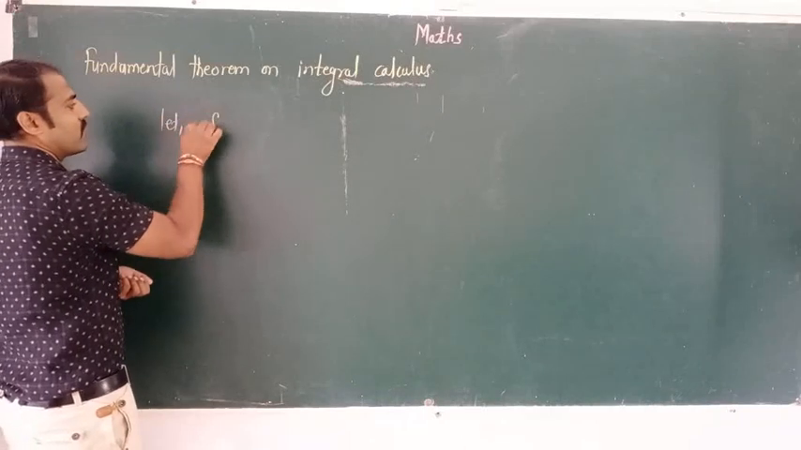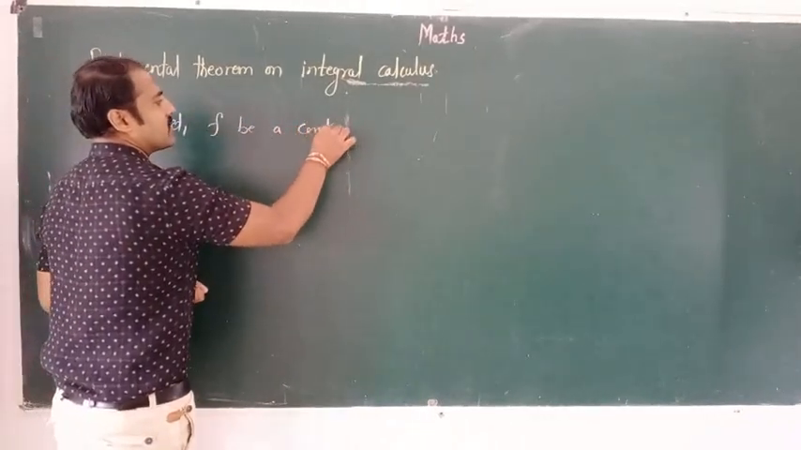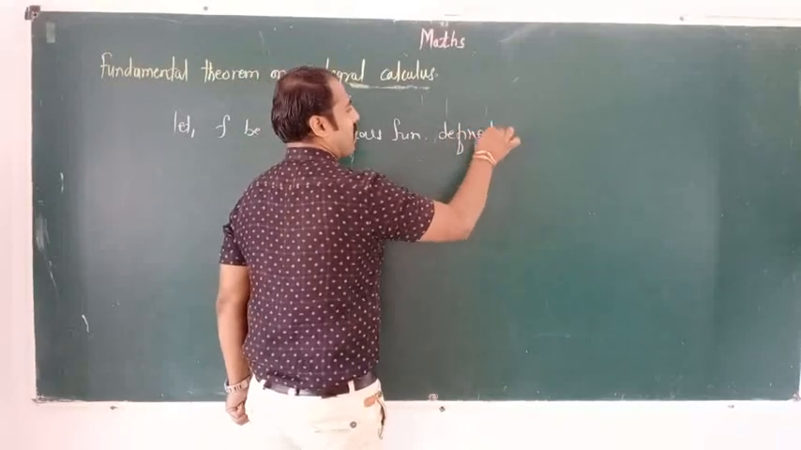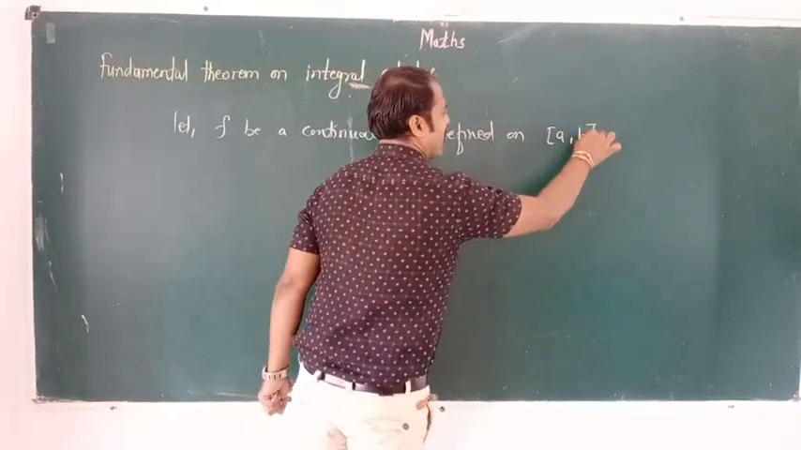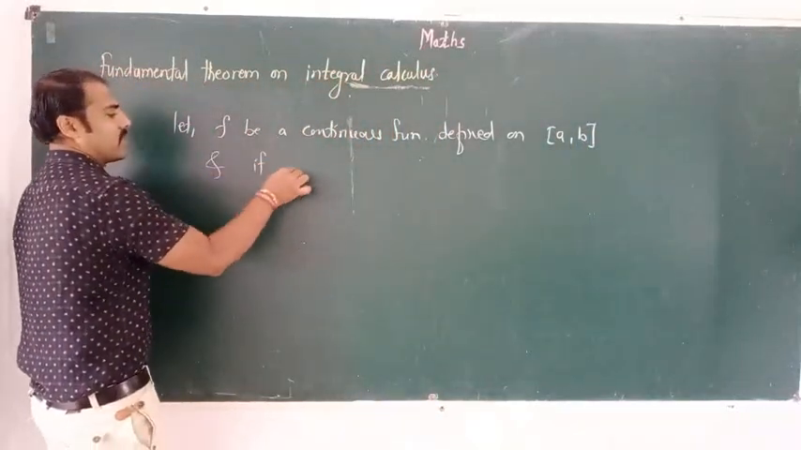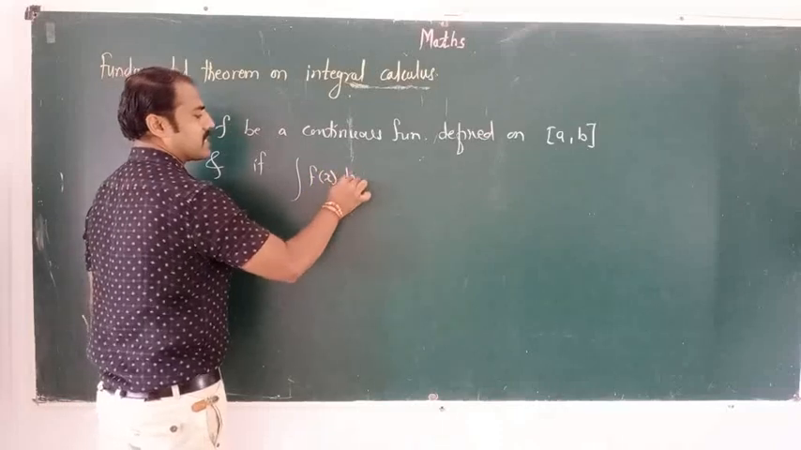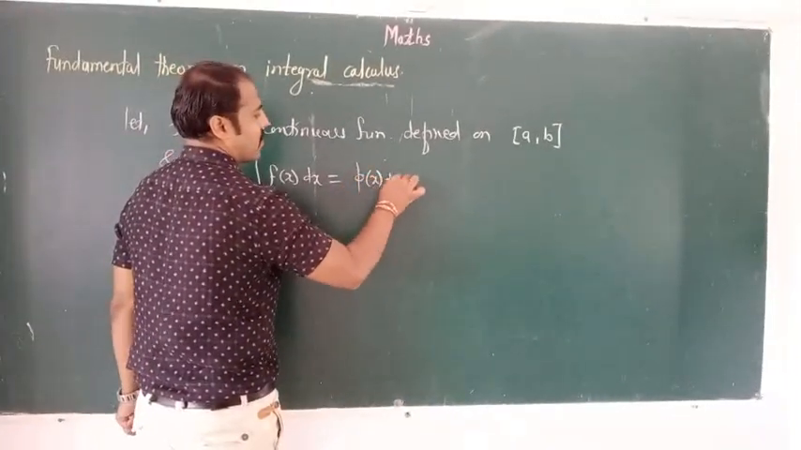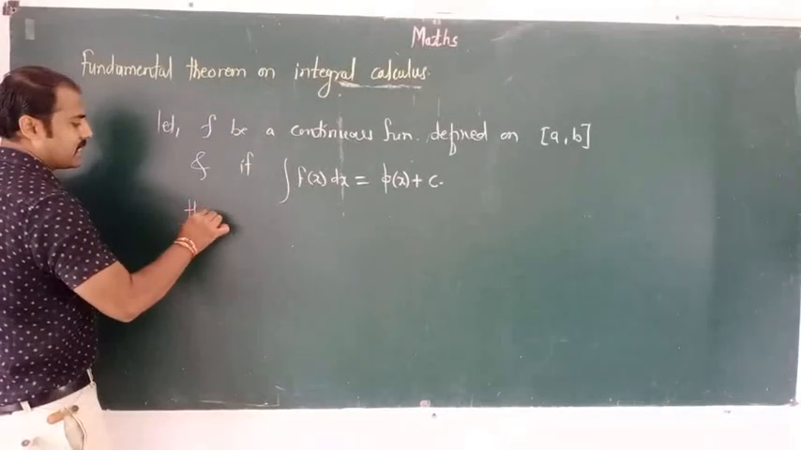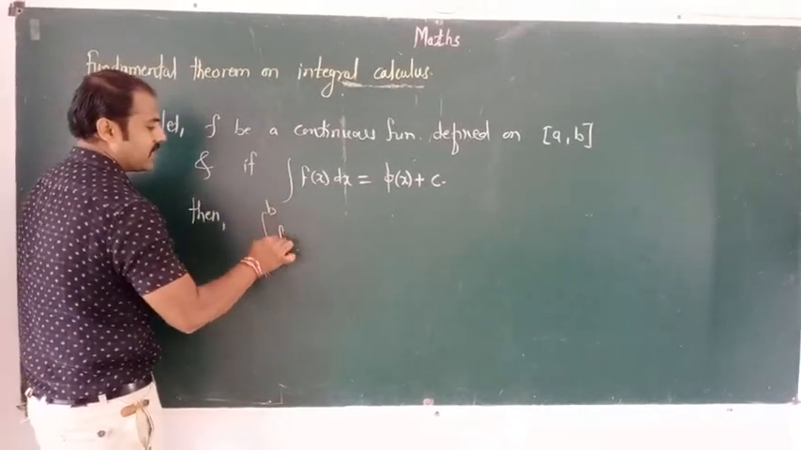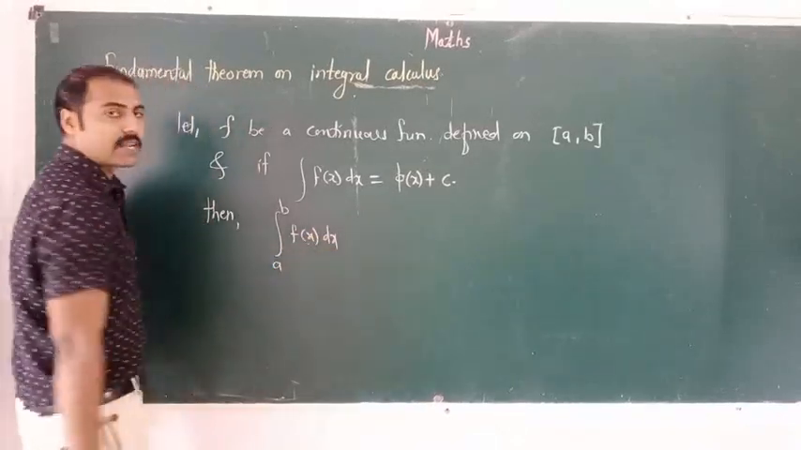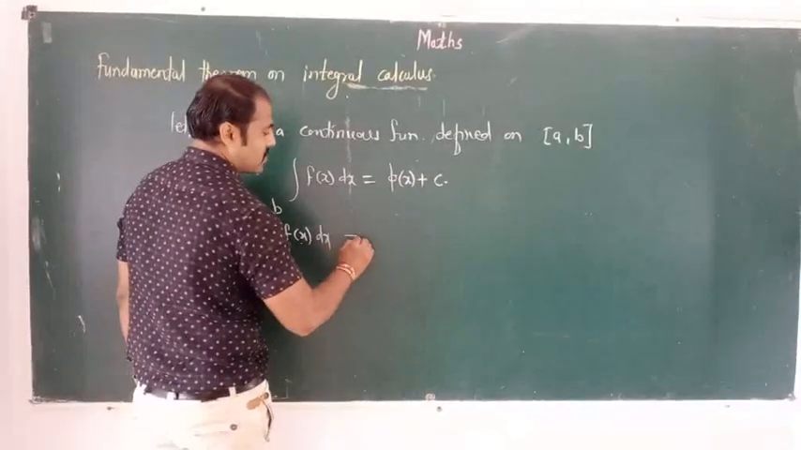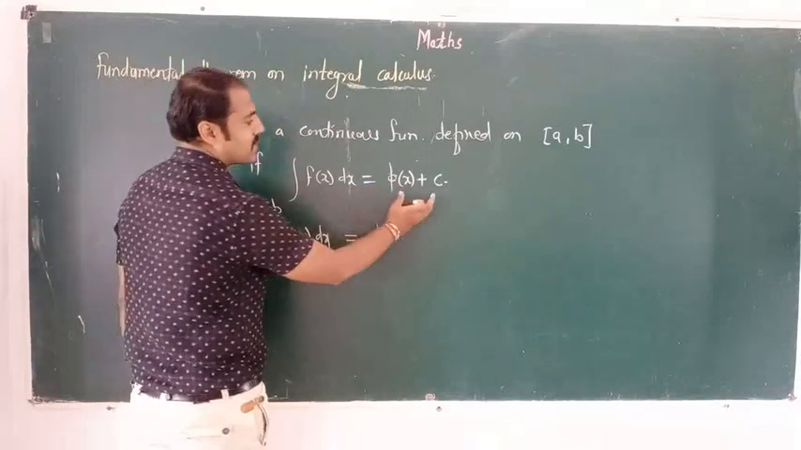Let f be a continuous function defined on the closed interval [a, b], and if the indefinite integration of f of x dx is equal to phi of x plus c, then the definite integration of the function f of x over the interval [a, b] is equal to, look at here, the integration of f of x, which is phi of x plus c.